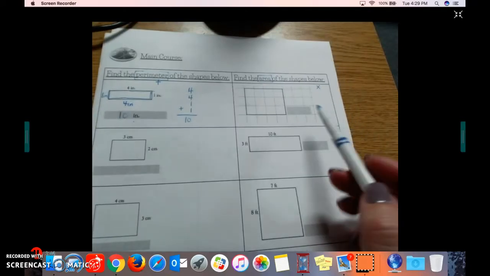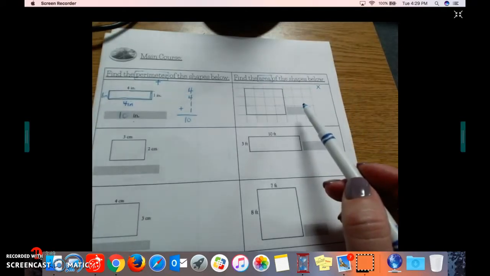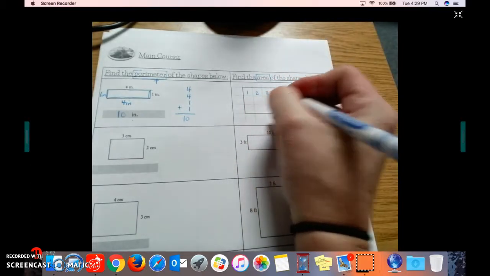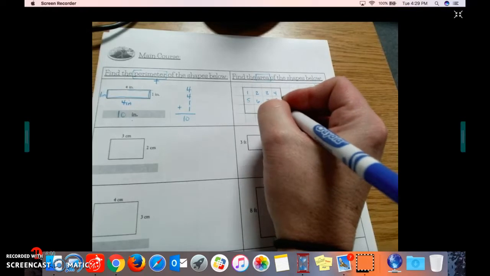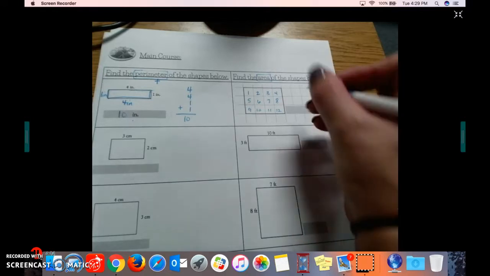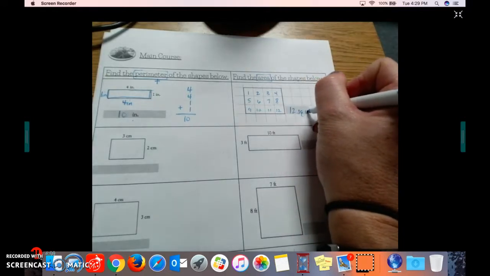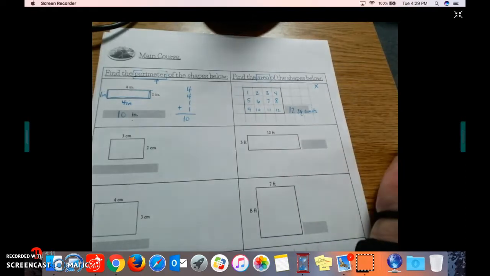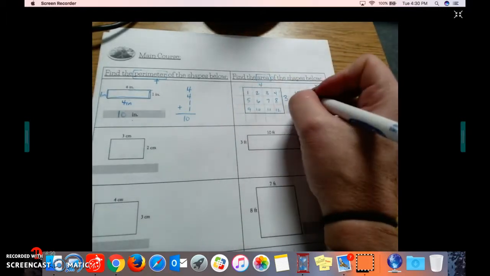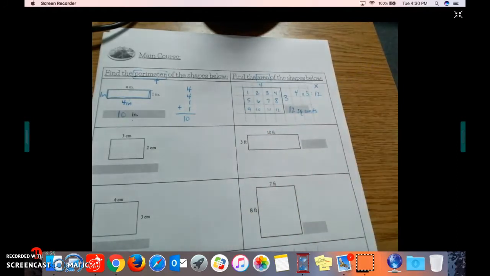Okay? For our area, this first area problem, we actually have 2 different ways that we could solve it. We can count the number of squares inside since this is done on a grid. So we have 1, 2, 3, 4, 5, 6, 7, 8, 9, 10, 11, 12. So I could say that this is 12 square units. Okay? I could have also done, I know that this side is 3 because there's 3 squares, and this side is 4 because there's 4 squares, and I could have done 4 times 3 because I know it's length times width, and I would have also gotten 12.